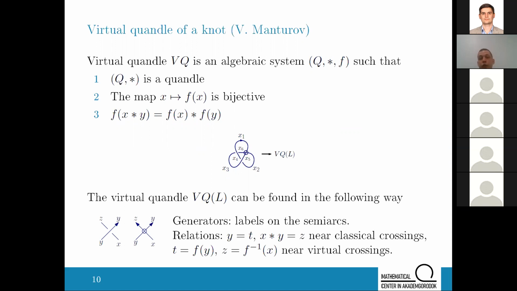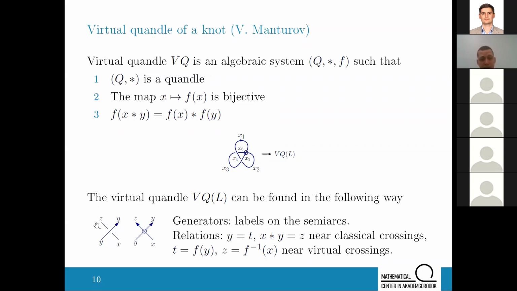Now the relations which we write are written not only from classical crossings, but also from virtual crossings. The relations which can be written from classical crossings look like this. Here I have a mistake on this picture. So, how relations in classical crossings look like. Here on the right it must be T, and here it must be T, because we label semi-arcs.